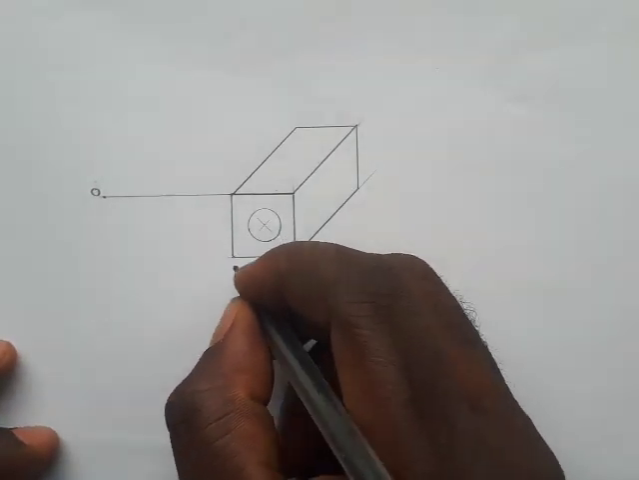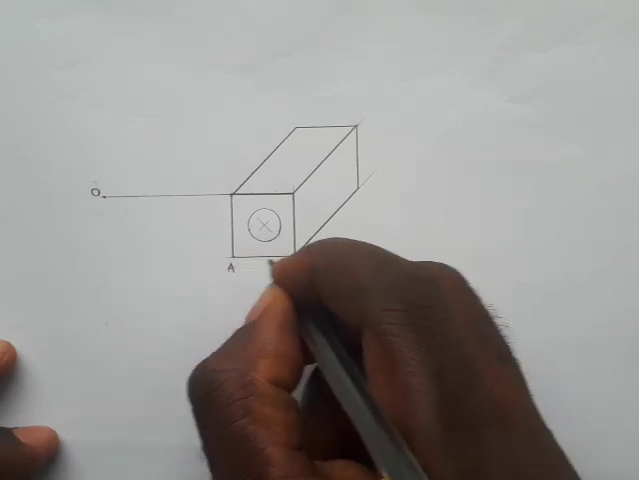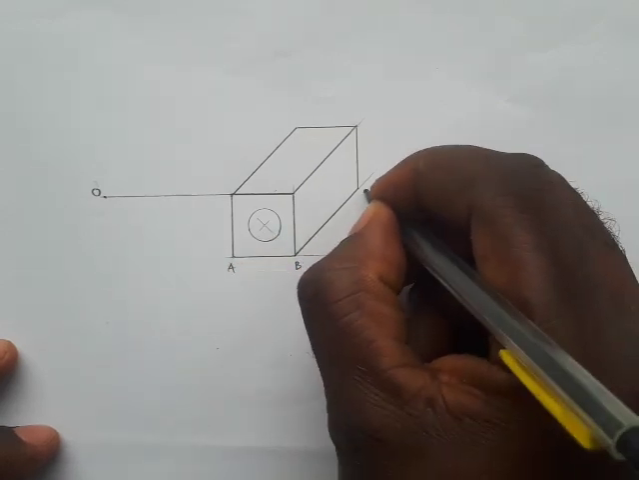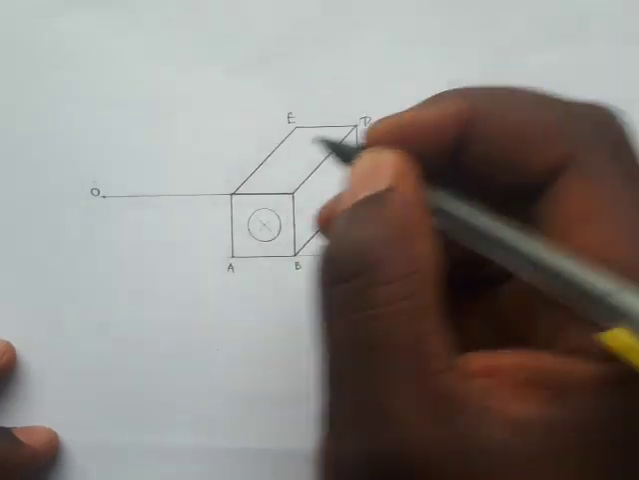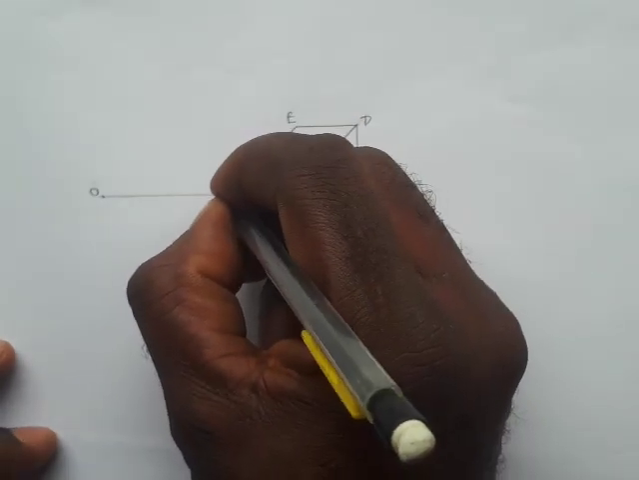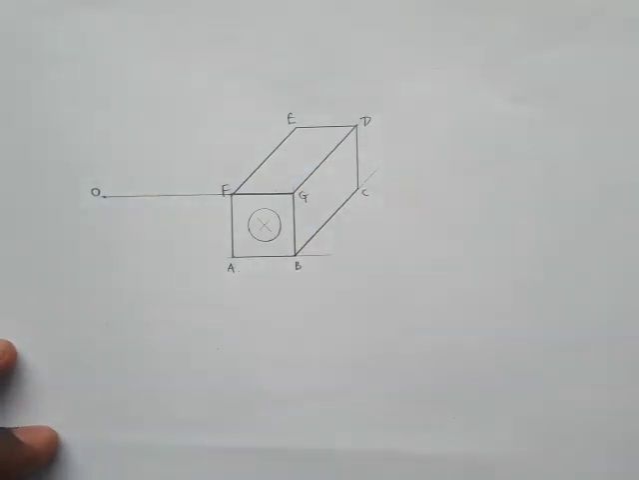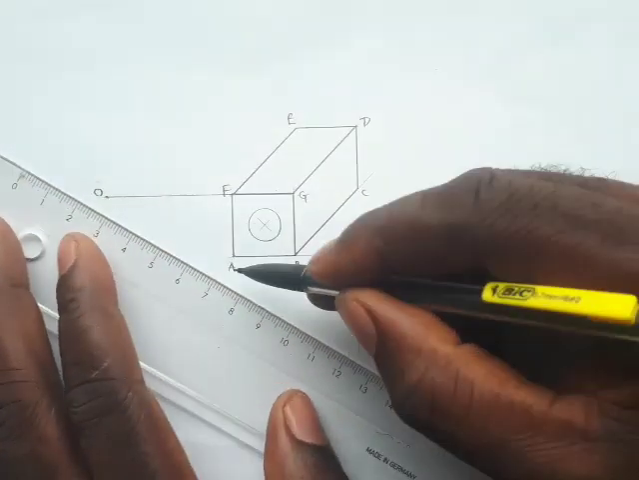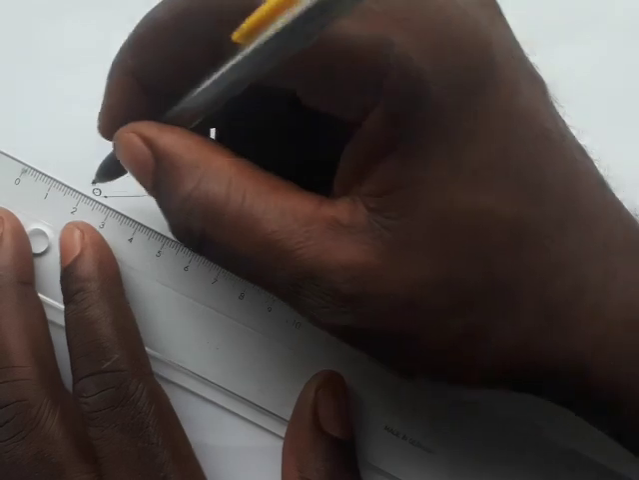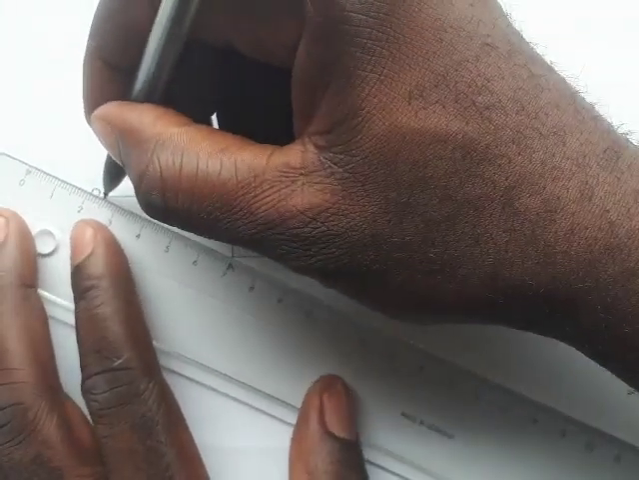Let me call this A, B, C, D, E, F, and G for clarity purpose. Now radiate thin lines from O through A, B, C, D, E, F, and G, like this.